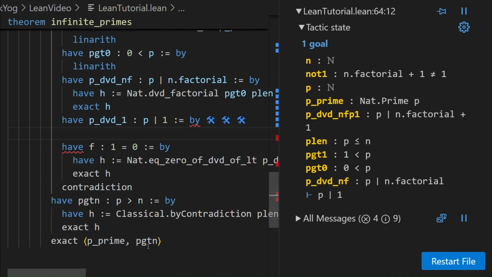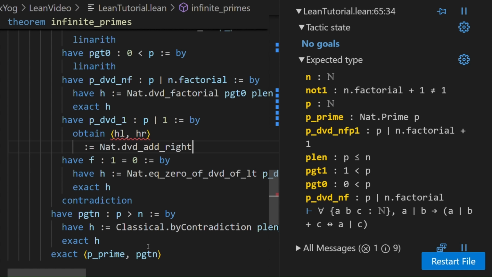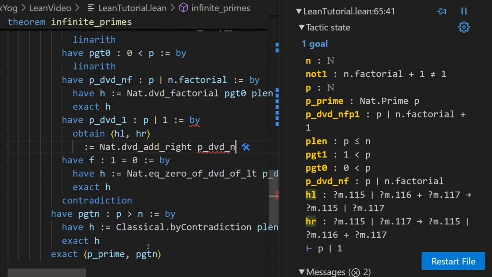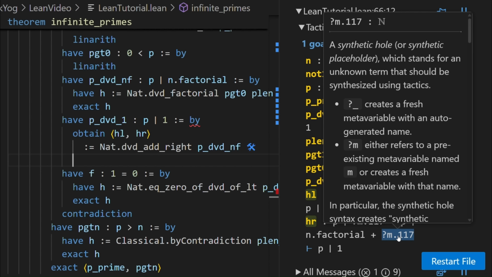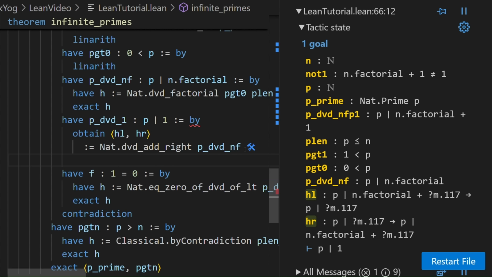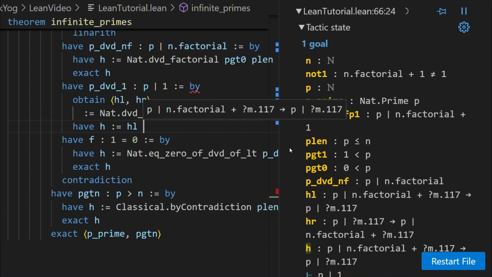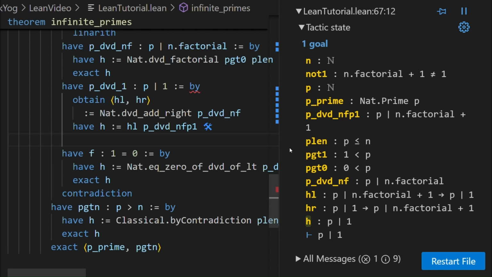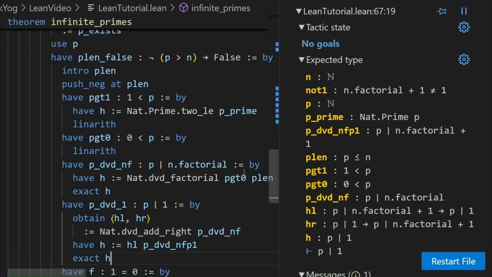Hence, we can use AND elimination to obtain the two proofs HL and HR from Nat.dvd_add_right with the proof of p divides n factorial as input. Both HL and HR are implication statements, and the metavariable is the unknown variable c. Since we want a proof of p divides 1, we should use HL and give it the proof of p divides n factorial plus 1. Hence, the goal is exactly HL with p divides nfp1 as input. And we're done. The entire proof is complete.